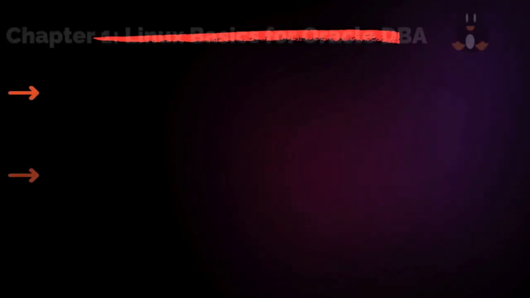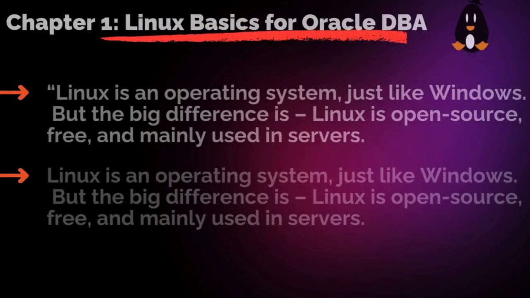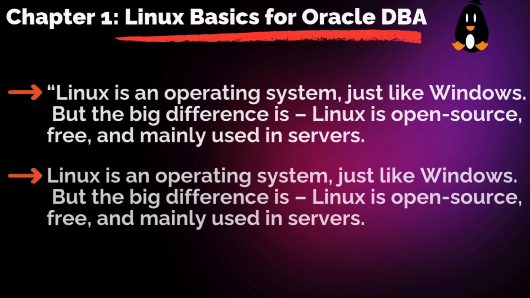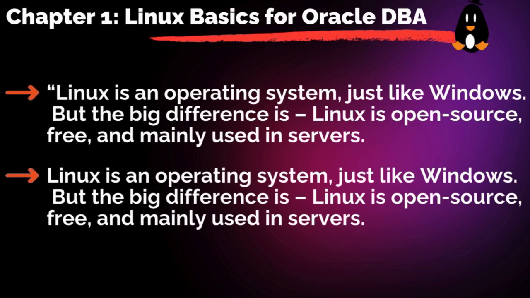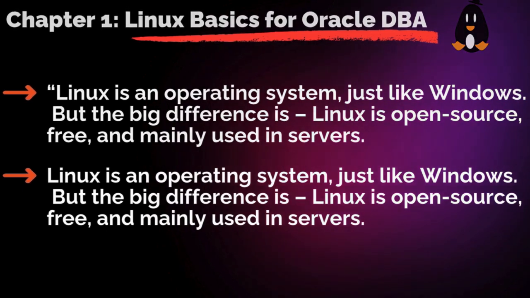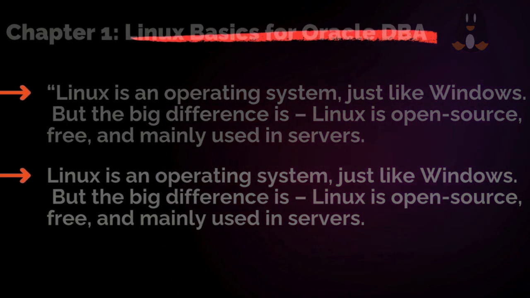What is Linux? Linux is an operating system, just like Windows. But the big difference is, Linux is open source, free, and mainly used in servers. When you use your laptop, you may run Windows. But when companies run big databases like Oracle, they don't use Windows. They use Linux or Unix because it is more stable, secure, and powerful.